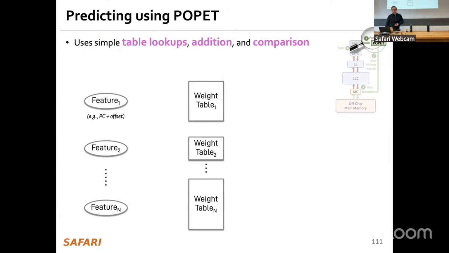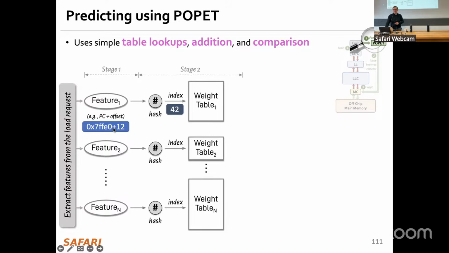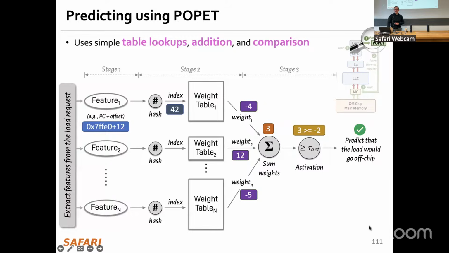So you can see a bunch of tables, and you use simple table lookups, addition and comparison. You extract the feature from the load request, and you get one value, PC plus offset. Let's assume it's this one. You use a hashing function to index the weight table, get some weight, and sum up the weights for different features. Eventually you use an activation function, and if that activation function activates, you predict that that load will go off chip. If it doesn't activate, meaning it's less than a threshold, then you predict that the load will stay on chip. Okay, this is the general mechanism.